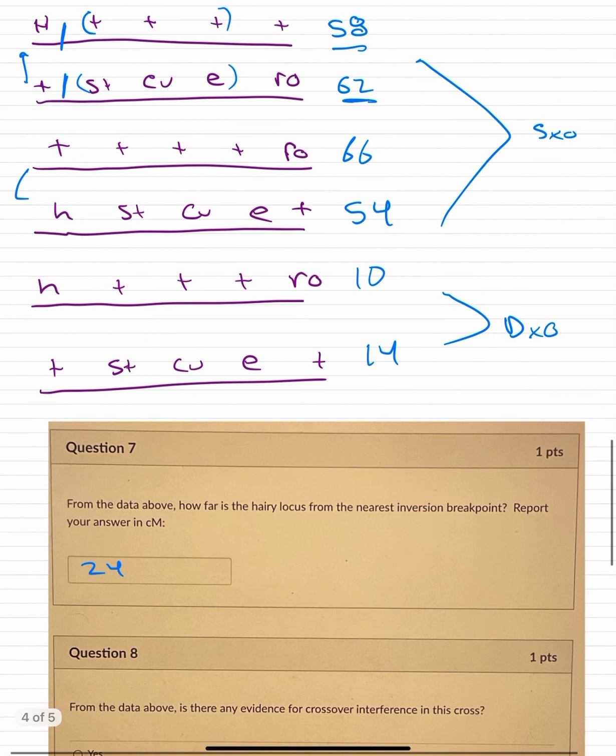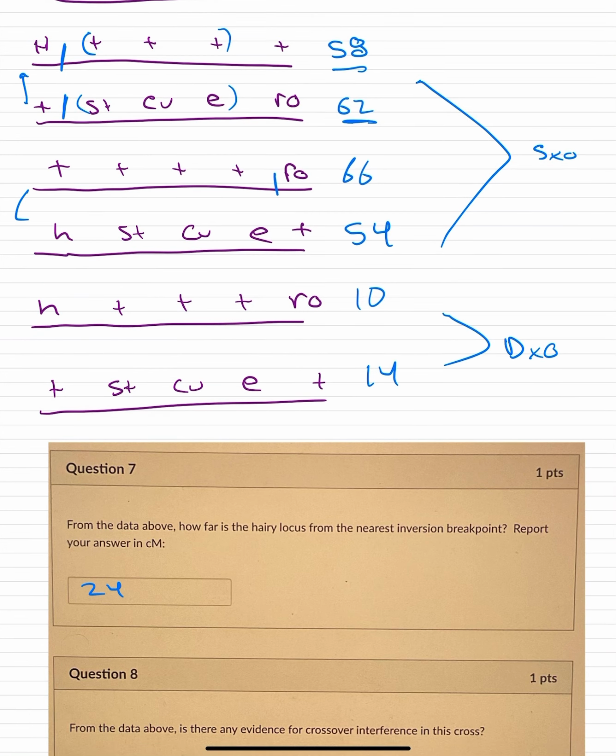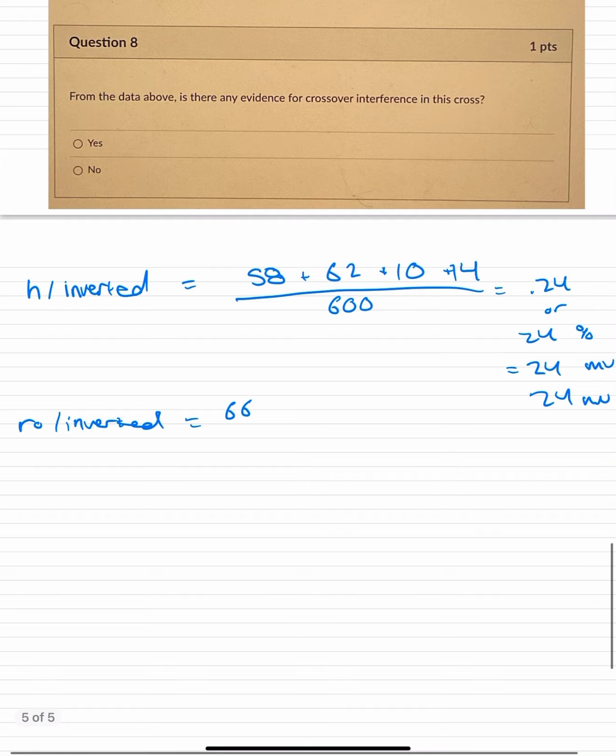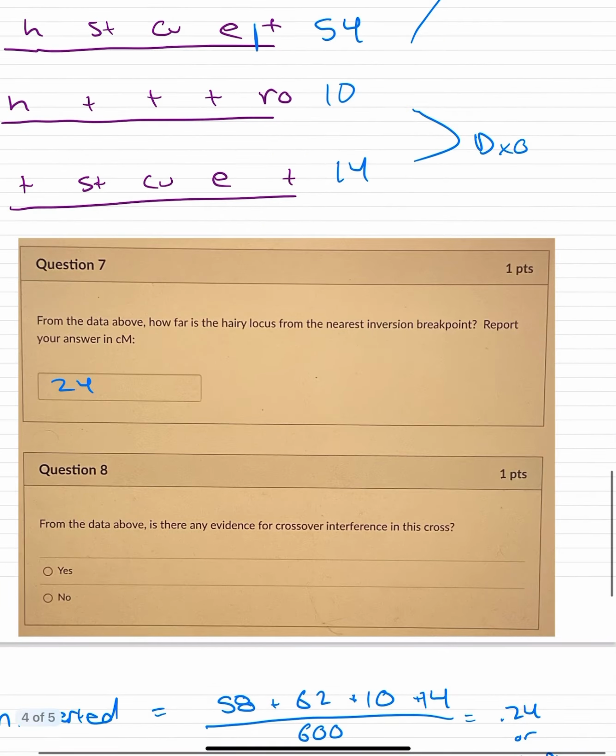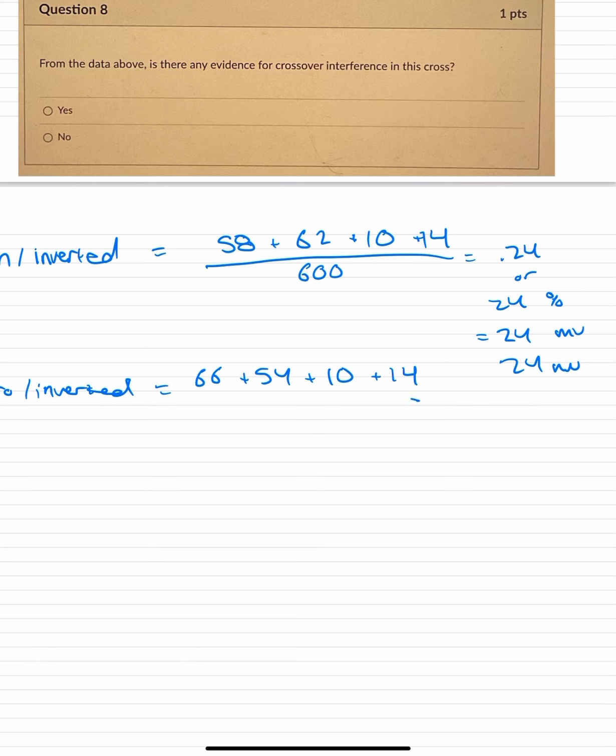Okay. So between RO and plus, we have 66 plus 54 plus the double crossover, which is 10 and 14, over the total progeny, 600. And that gives us, if I put it in the calculator, 0.24 or 24% or 24 map units.